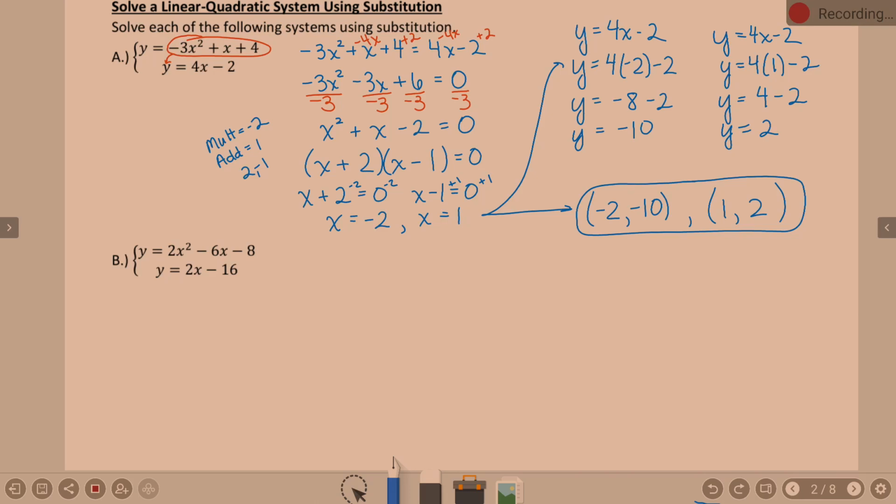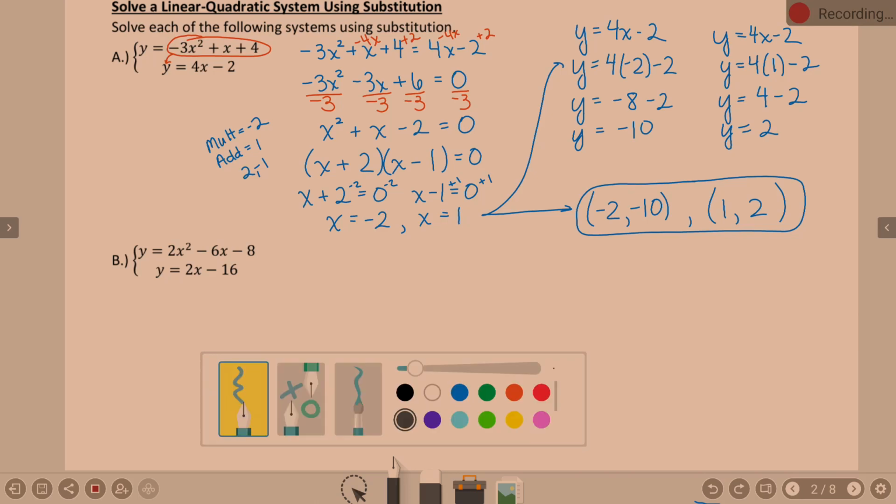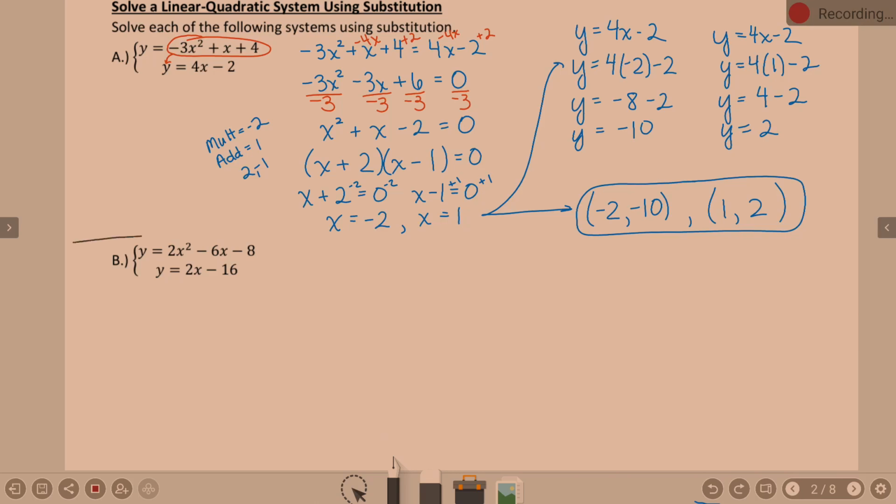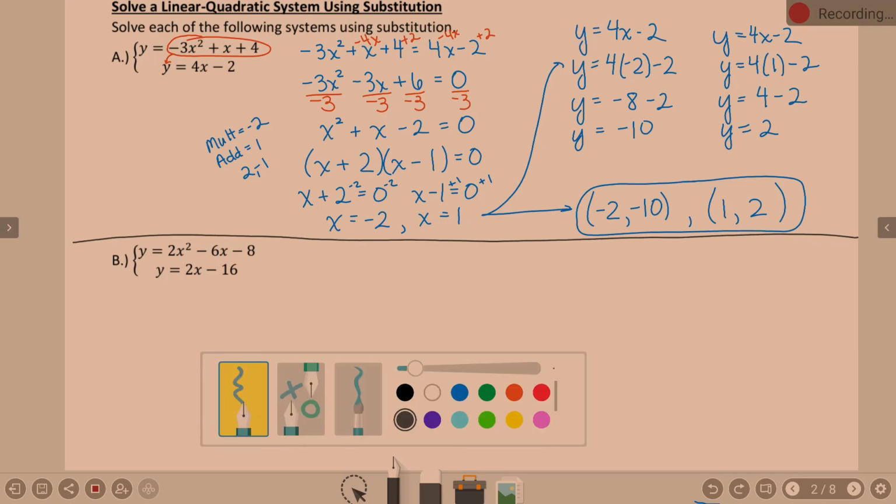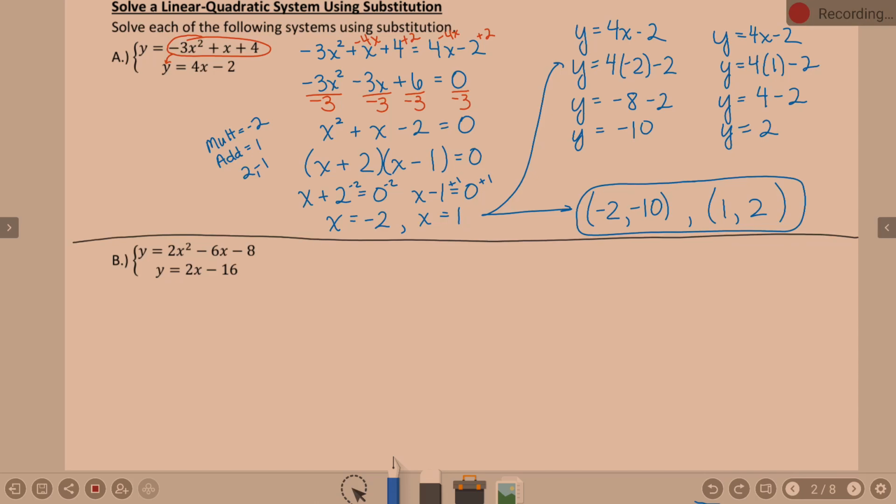What do we have, about 5 minutes? Okay. I don't know if we can get through with this other one or not, but let's at least start it. Practice the steps. We may have to restart here tomorrow.